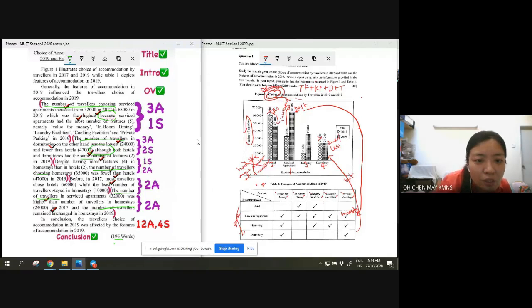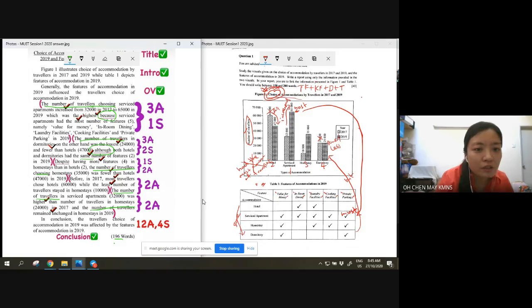Okay, you can see over here, this one has not written all the features already. They didn't say "value for money" again. Why? Because earlier I already mentioned it one time, so it's enough already. You don't have to keep repeating throughout the whole thing, as long as in the whole analysis you mention it at least one time. Or if you don't want to, like I told you earlier, you can just say "had the most number of features, 5" and stop. Then later on when you mention 2, 4, you mention it down here.